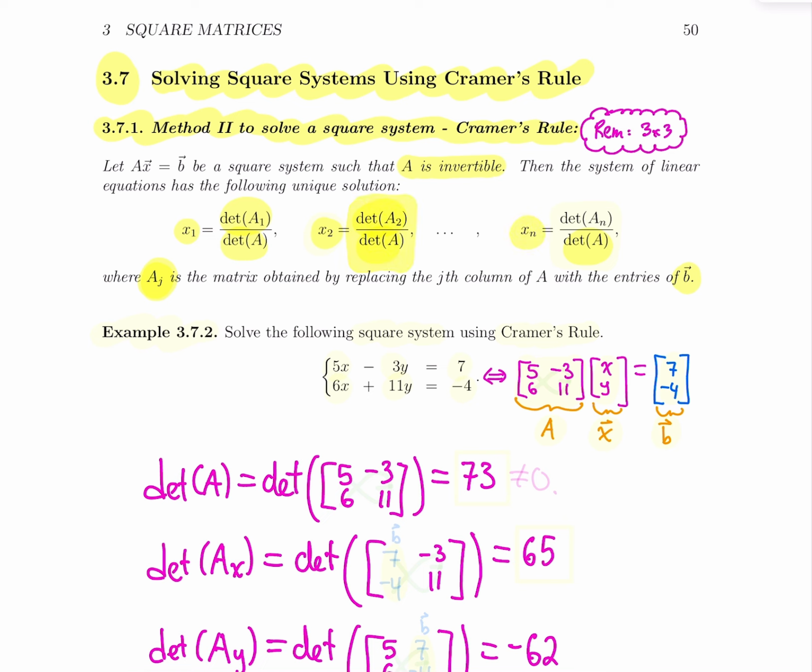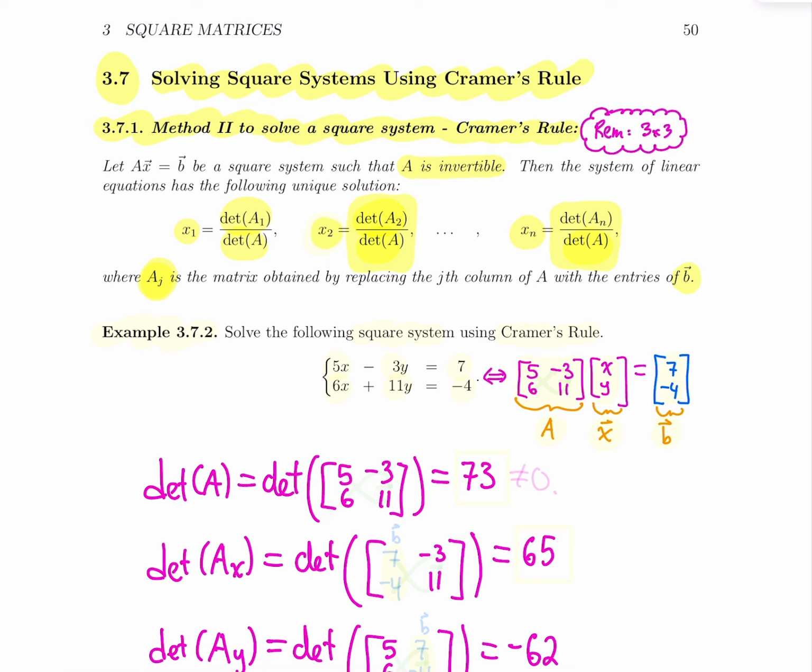So the value of the last variable in your unique solution is going to be det An over det A, where An is the matrix A where you replace the last column, the nth one, by B. And this gives you your unique solution. Typically for you, it's just x1, x2, all the way up to x3. But this works for any n by n system if you know how to compute determinants for n by n matrices in general.